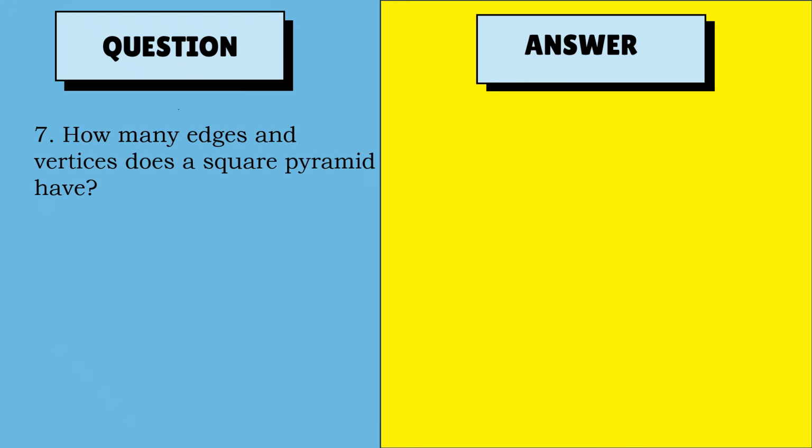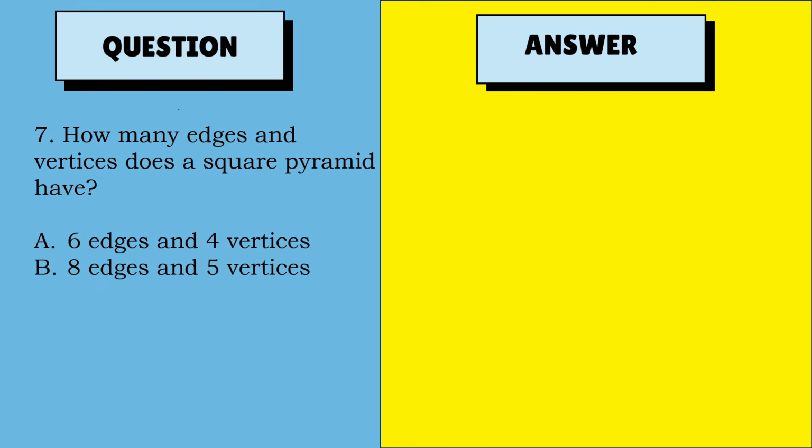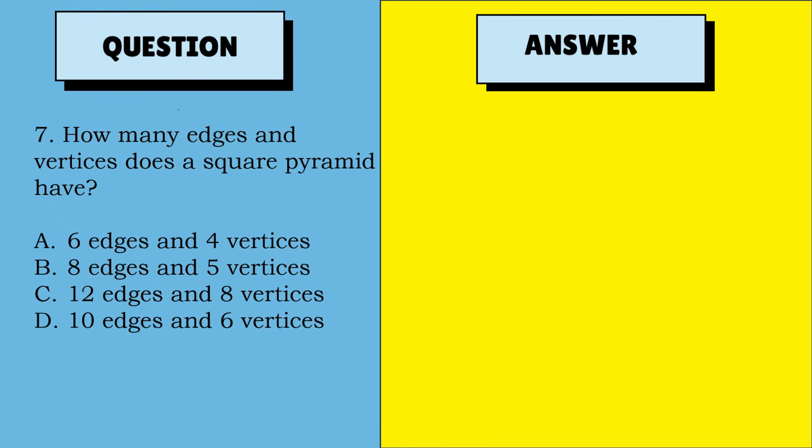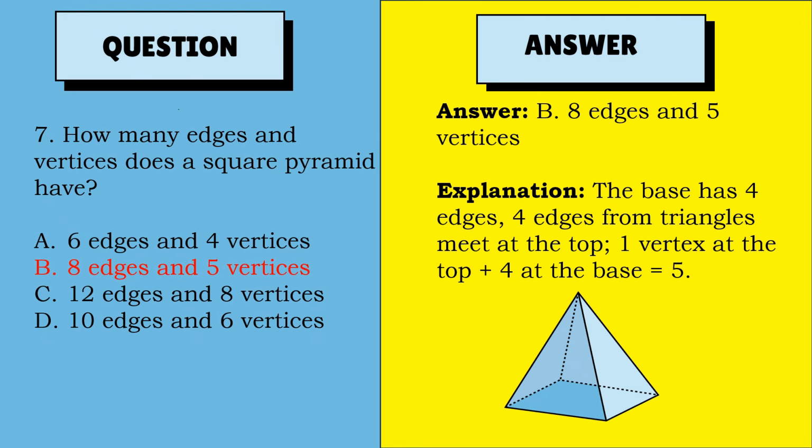Next question. How many edges and vertices does a square pyramid have? A. 6 edges and 4 vertices, B. 8 edges and 5 vertices, C. 12 edges and 8 vertices, or D. 10 edges and 6 vertices. What do you think the answer is? Alright, let's find out. The correct answer is letter B, 8 edges and 5 vertices. The base has 4 edges, and 4 edges from the triangles meet at the top. 1 vertex at the top plus 4 at the base is equal to 5.